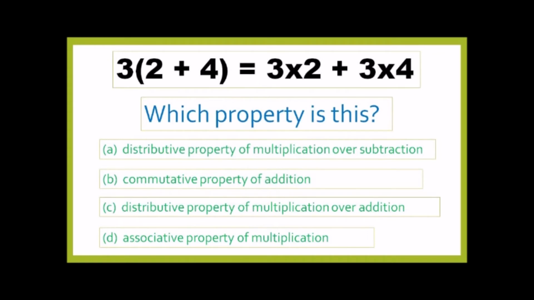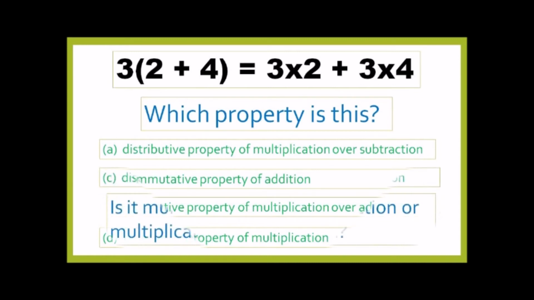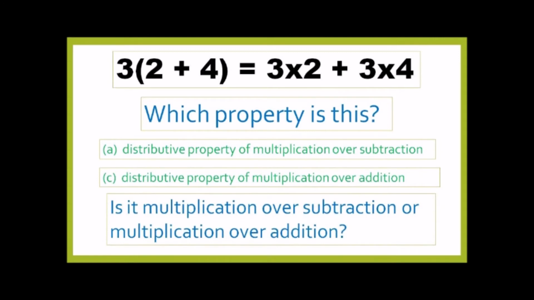B and D goes, which property is it? B is commutative property of addition, and D is associative property of multiplication. So it's distributive that we are looking at. So let's see which one is it. A, distributive property of multiplication over subtraction, or C, distributive property of multiplication over addition. Is it multiplication over subtraction or multiplication over addition?